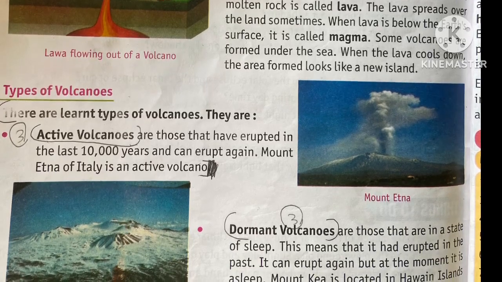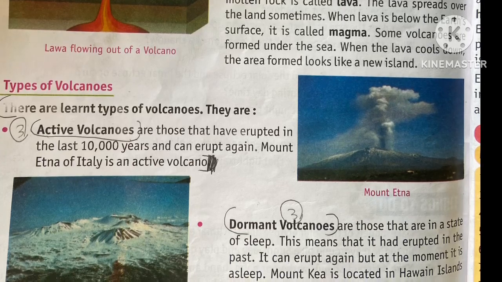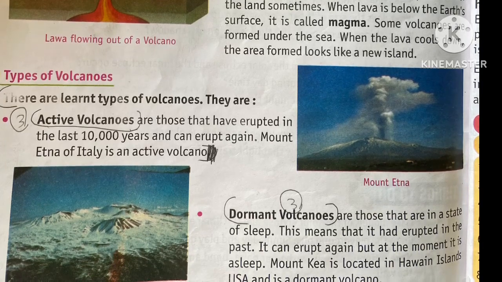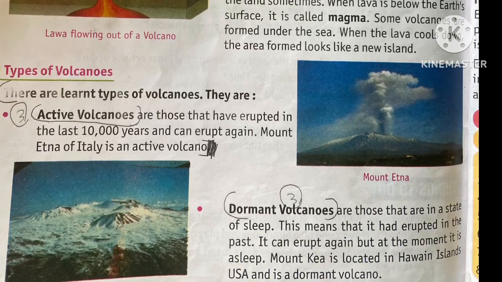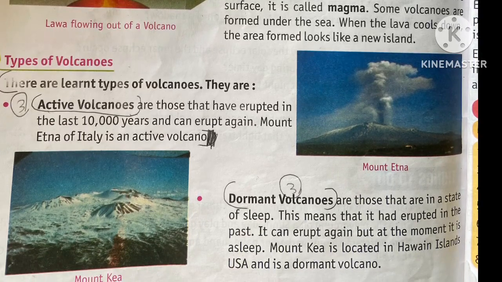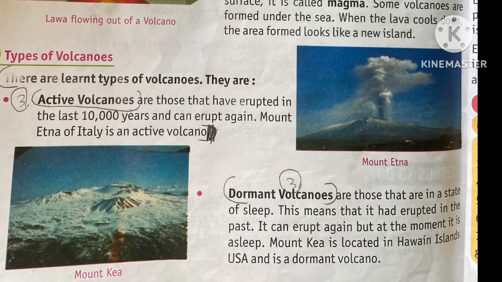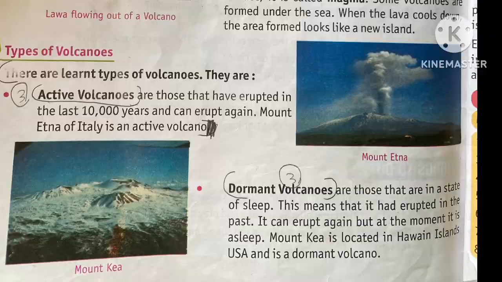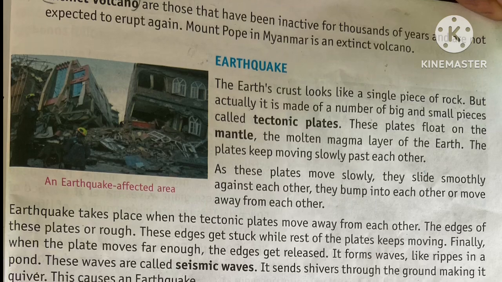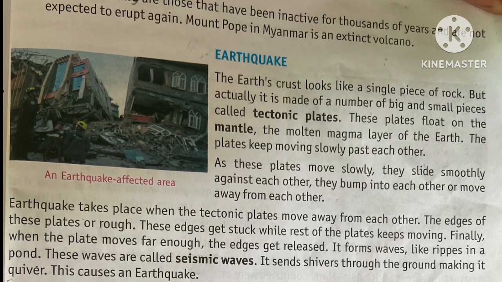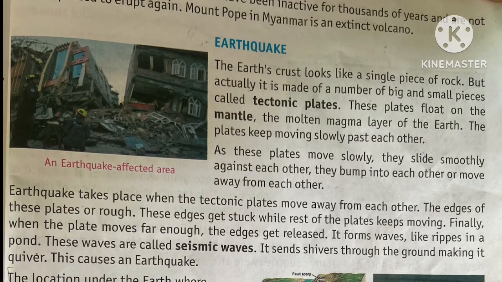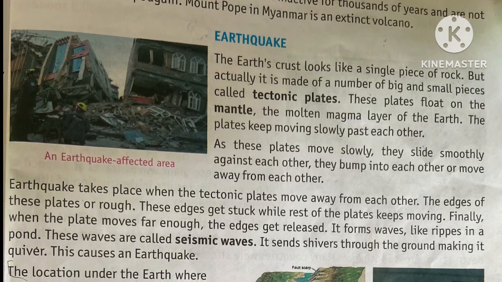Dormant volcanoes are those that are in a state of sleep. This means that it had erupted in the past. It can erupt again, but at the moment it is asleep. Mount Kea is located in Hawaii Islands, USA, and is a dormant volcano. Extinct volcanoes are those that have been inactive for thousands of years and are not expected to erupt again. Mount Popa in Myanmar is an extinct volcano.